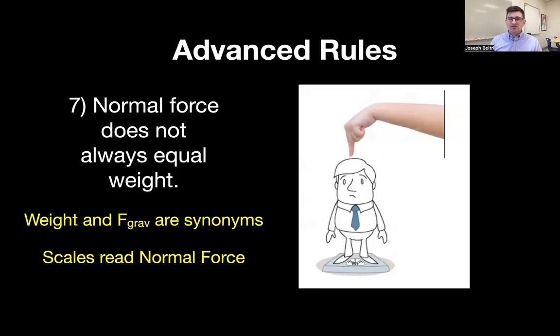So two important things to note here. Scales read normal force because the only thing the scale knows is how hard it's having to push up on you. So if your friend is pushing down on your shoulders, the scale has to work extra hard. So scales read normal force, not force gravity. It's just that 99% of the time when you use a scale correctly, the reading on the scale is equal to your weight, which is equal to your force gravity. And the other thing to write down is that weight and force gravity are synonyms, whereas weight and mass are not synonyms. Weight and force gravity are synonyms because weight is a force and mass is a different thing that is connected to force.